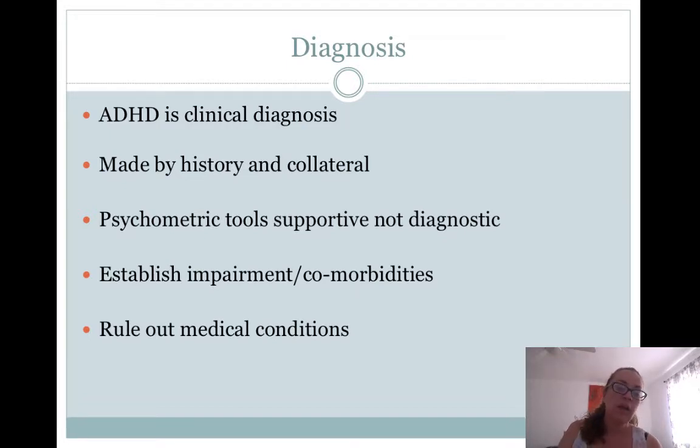So then you also have to establish impairment. Where is the distress in this? If everybody's getting along fine and nobody cares, then you can't diagnose ADHD. And then comorbidities. What else is going on in this situation? If they have ADHD, they probably have other stuff. And then rule out medical conditions. So here we go again. If the child has hyperthyroidism, where their thyroid gland is producing too much energy and they're just hyperactive, they don't have ADHD. They have hyperthyroidism.